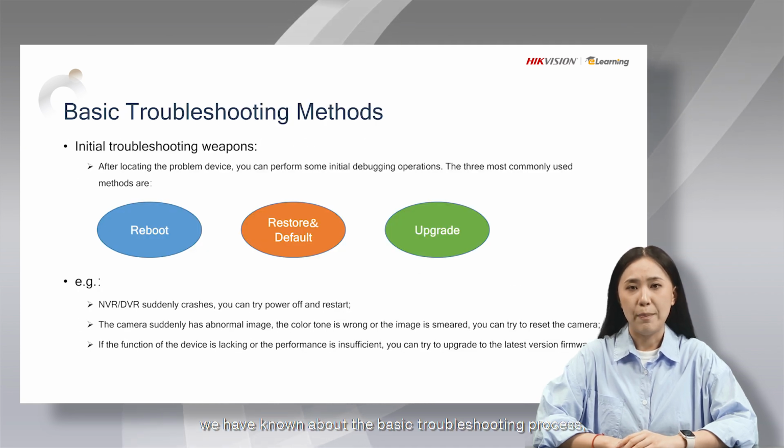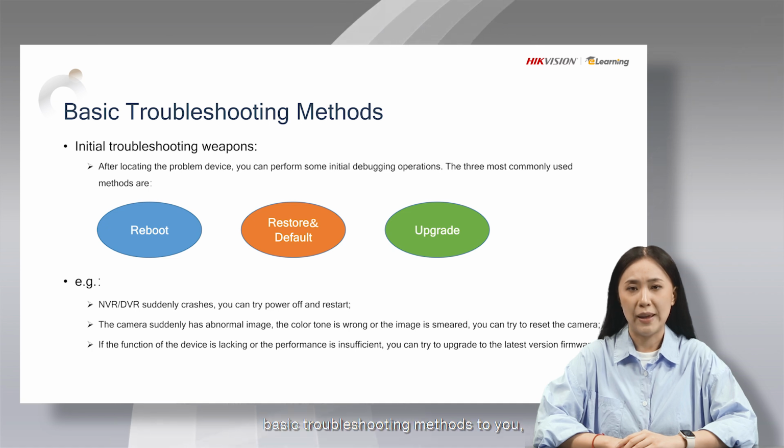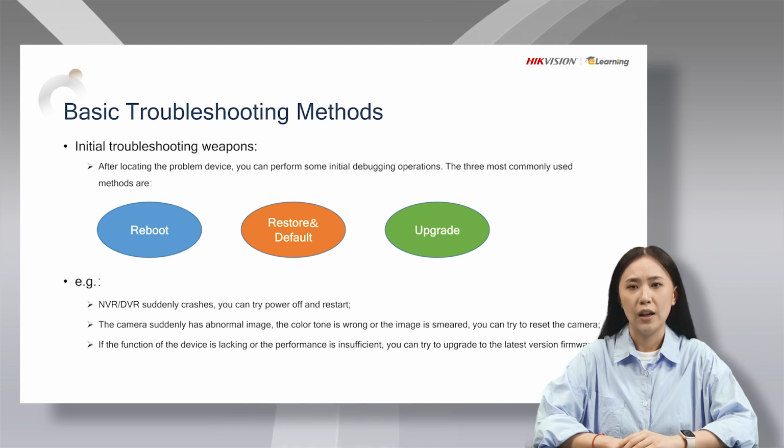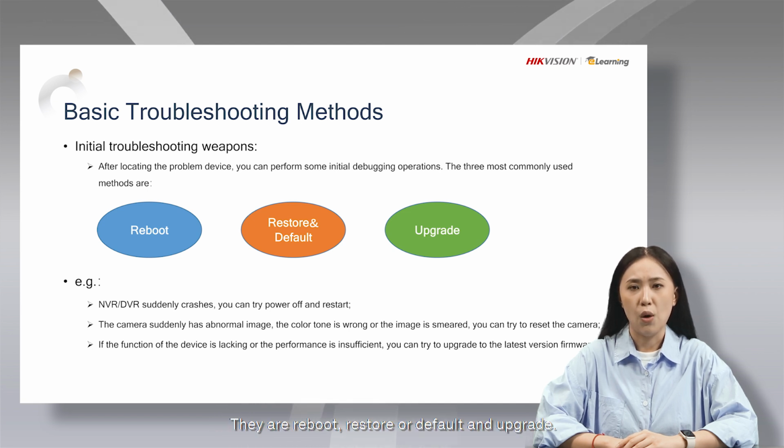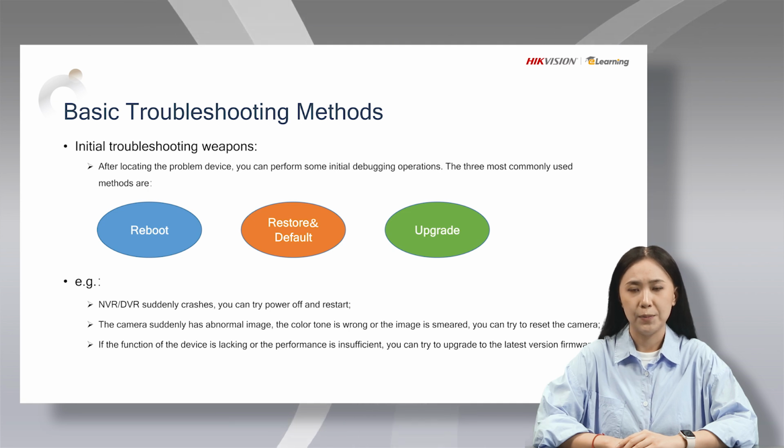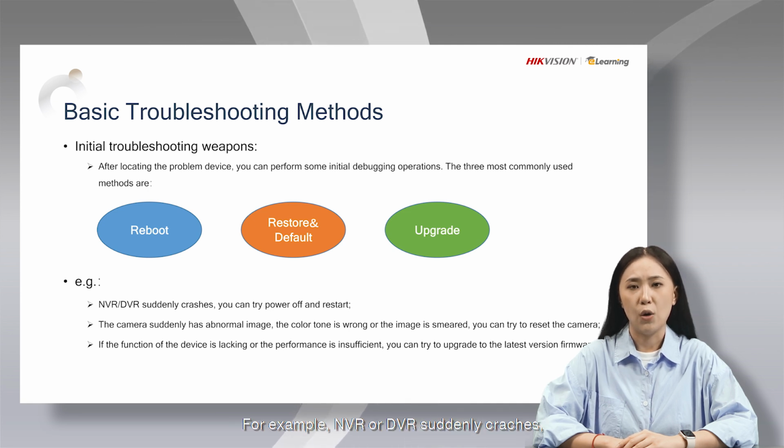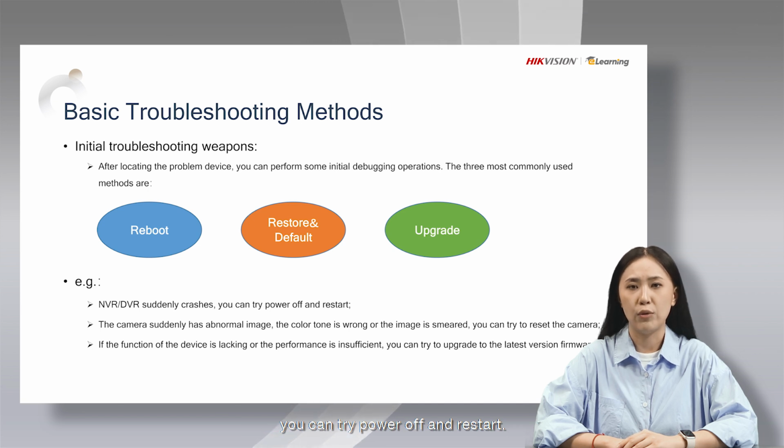Okay, we have learned about the basic troubleshooting process. Now we want to introduce basic troubleshooting methods to you, which are also called the 3 troubleshooting weapons. They are reboot, restore or default, and upgrade. For example, if the NVR or DVR suddenly crashes, you can try to power off and restart.